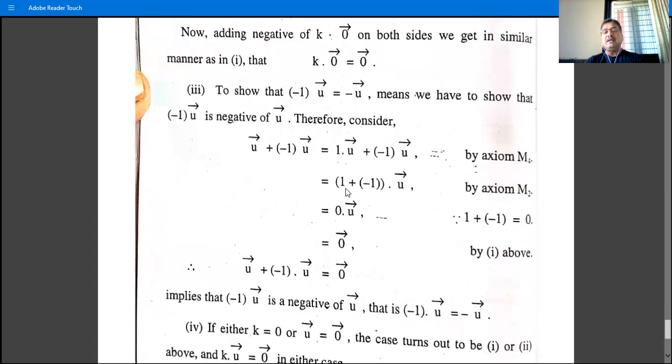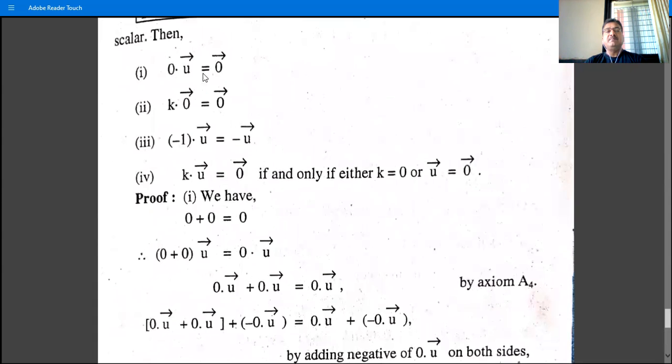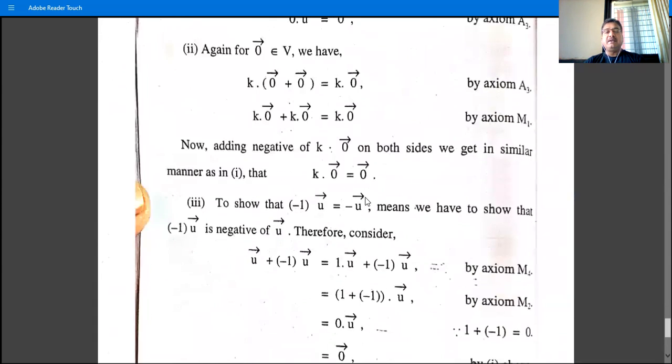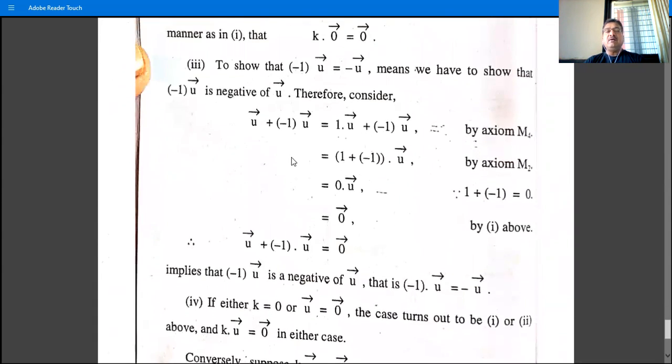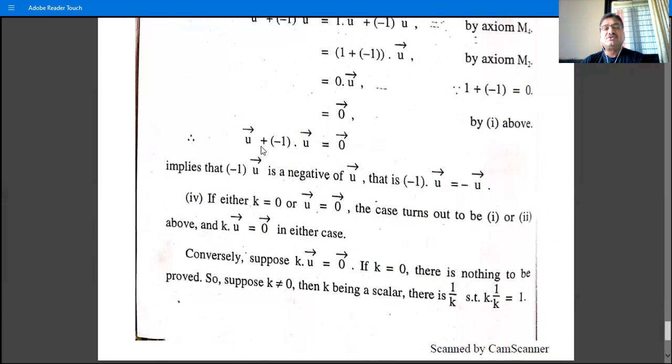And 0 into u bar is 0 bar by using the first property. Therefore u bar plus minus 1 into u bar is 0 bar, which means minus 1 into u bar is the negative of u bar. That is, minus 1 into u bar is equal to minus u bar.